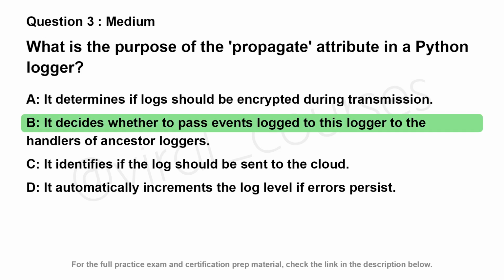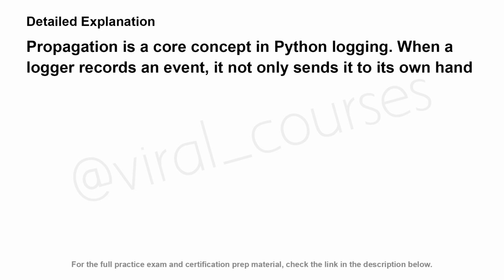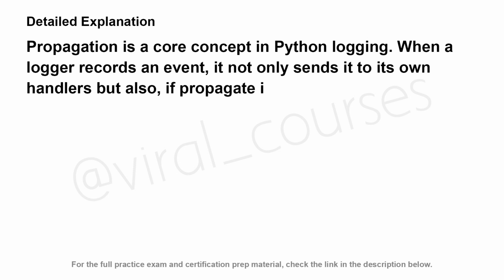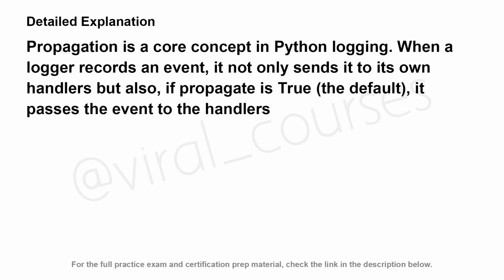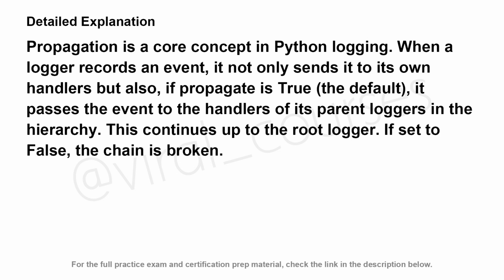The correct answer is B. Propagation is a core concept in Python logging. When a logger records an event, it not only sends it to its own handlers but also, if propagate is true, the default, it passes the event to the handlers of its parent loggers in the hierarchy. This continues up to the root logger. If set to false, the chain is broken.